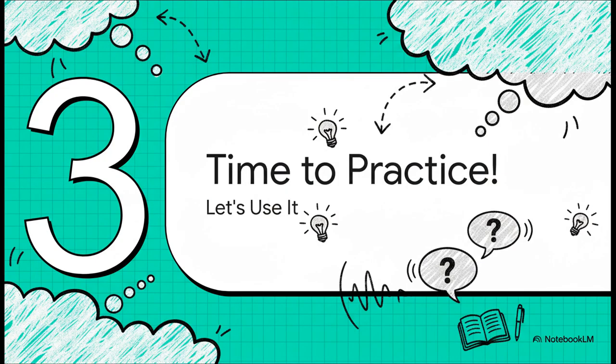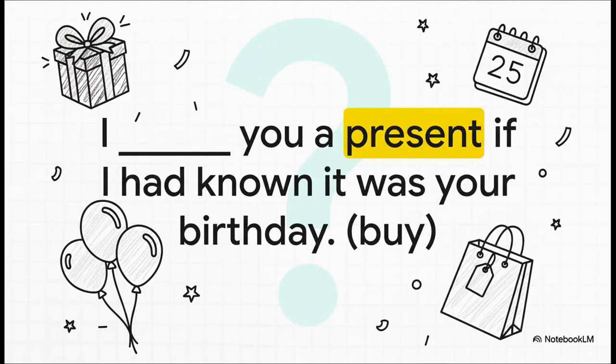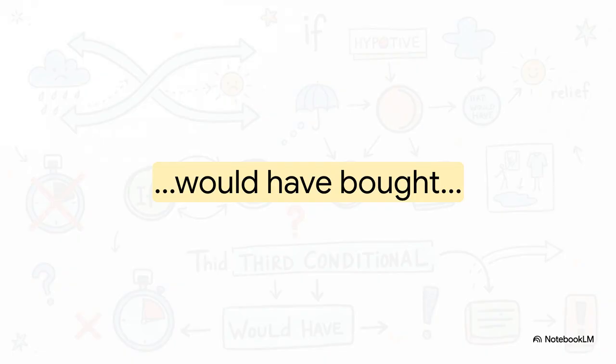Okay, enough theory. The absolute best way to really get this stuff down is by actually using it. So let's try a few practice sentences together. You ready for this? Okay, let's start with this one. We've already got the if condition set up for us. So how would you fill in that blank to describe the result using the verb buy? Take a second, think about it. Yes, that's it. I would have bought you a present. You're picturing that alternate past where you knew about the birthday and you were just the best friend ever.